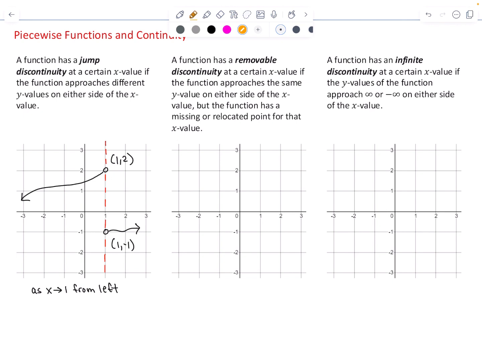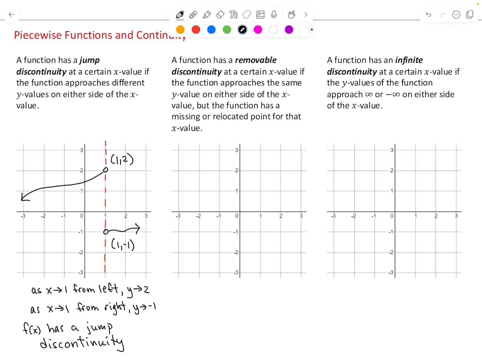Now, as x approaches 1 from the left, the y-coordinates are approaching a height of 2. But as x approaches 1 from the right, the y-coordinates are getting closer to minus 1. So we see that this function has a jump discontinuity at x equals 1. Now notice currently, when x is 1, there is no defined y-coordinate. There is no solid point.